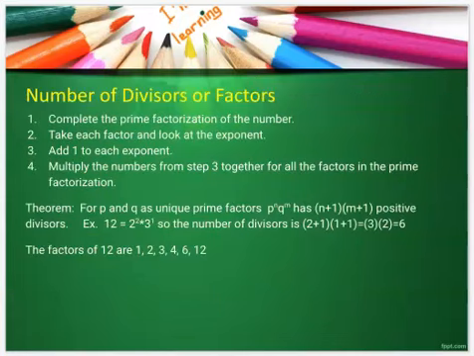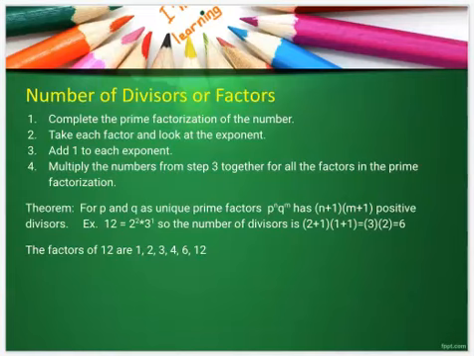So sometimes you're asked to list the number of divisors or factors, and here is a strategy to do that. So the first thing you do is find the prime factorization of the number. Then you take each factor and look at the exponent. You add 1 to each exponent, and then you multiply those numbers from step 3 for all the factors in the prime factorization. And there's the theorem written algebraically for p and q as unique prime factors. P to the n, q to the m has n plus 1 times m plus 1 positive divisors.